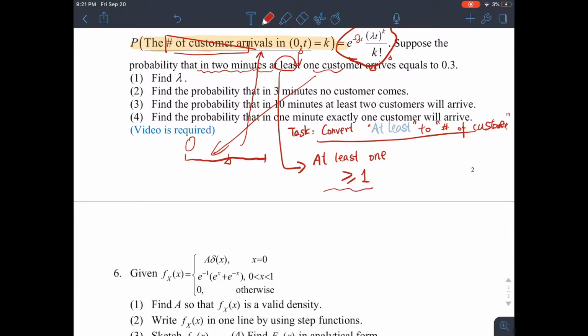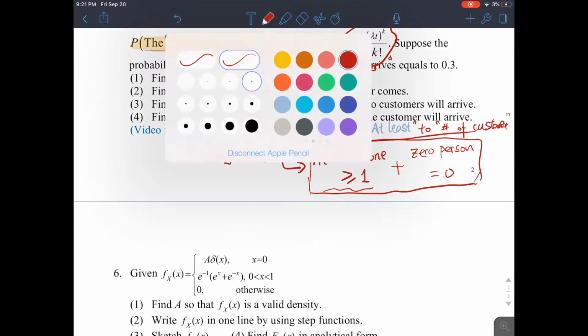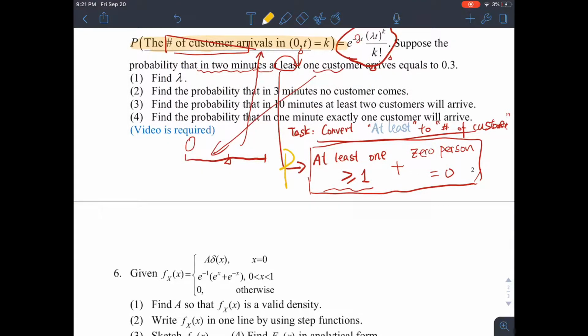And we can compare this to 0 people. Sorry, I will use person here, 0 person. So these two events combine. We use another color, P of this event. These two events together equal to 1, and this is independent. Then we can separate this equation into two parts. First part is here, second part is here.